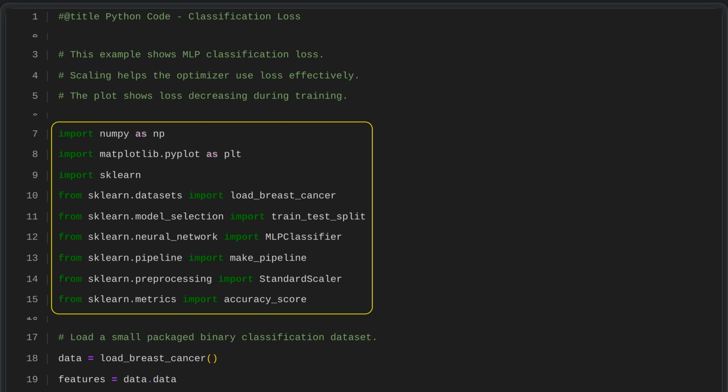A pipeline combines feature standardization with model training, which helps the neural network perform well. Finally, accuracy is used to measure how well the model predicts labels on unseen data.